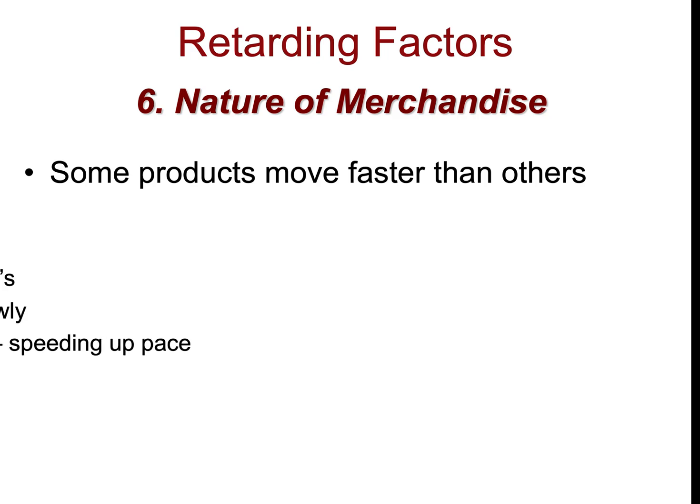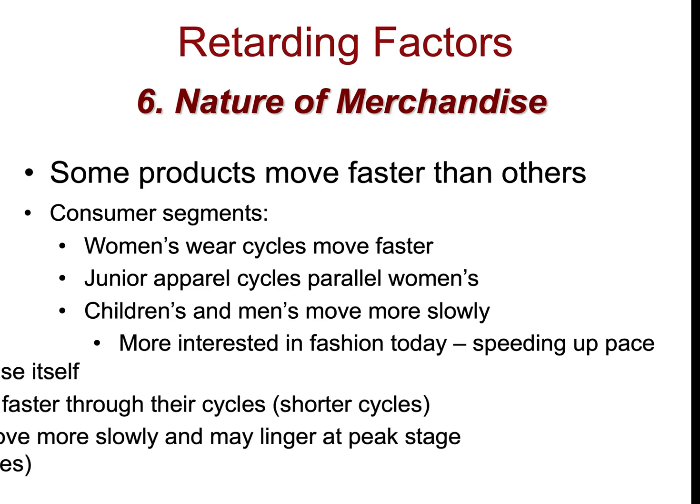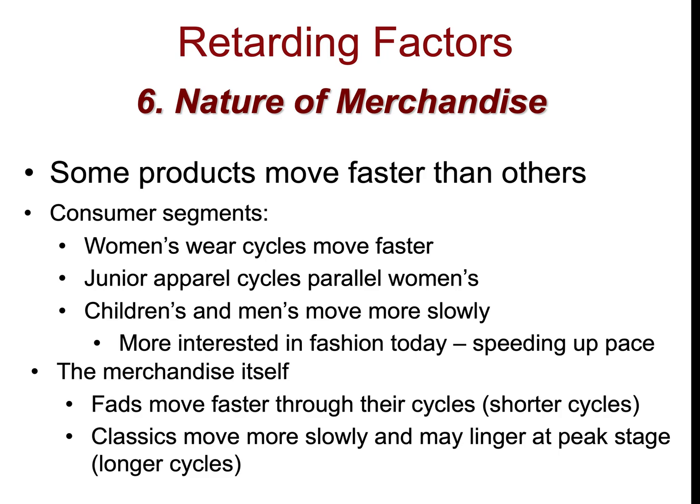The nature of the merchandise: some things just move faster than others. Consumer segments, we look at women's wear moves faster. Junior wear, or young women's wear, moves parallel, but men's and children's wear move through this cycle more slowly, even though today we see more fashion interest. If you go to any department store, the men's and children's departments are going to be smaller because women buy more junk they don't need.